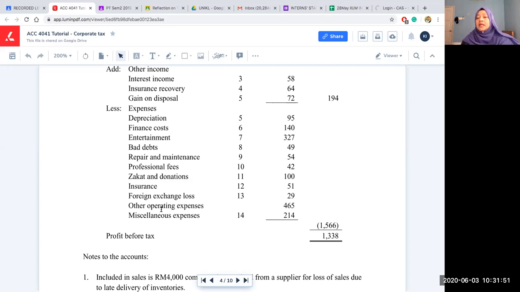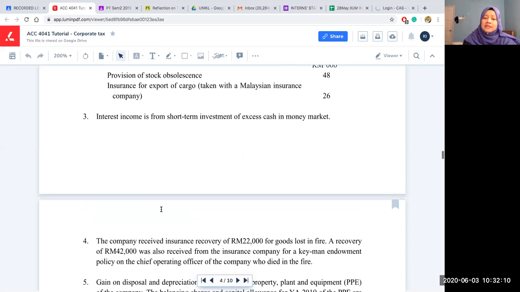Because why? If the Inland Revenue asks us what the details are, only then do we get them from the client. But we claim first. But if the expense is very clearly, for example, depreciation, with no notes to the accounts, of course you cannot claim, because depreciation is clearly a non-deductible expense. So you have to make some kind of decision.